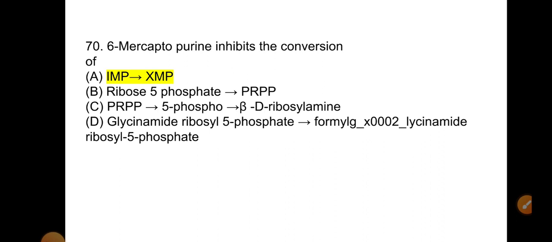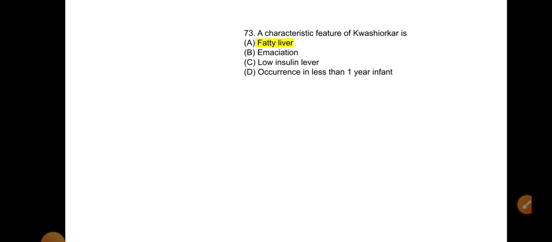Okay, inosine to xanthine. 71. From here the questions start from protein, and then there'll be a mix of questions from protein as well as fats. Deficiency of both energy and protein causes marasmus, you guys know that. And kwashiorkor is characterized by a lot of edema, the body swells up in it. Characteristic feature of kwashiorkor is fatty liver.